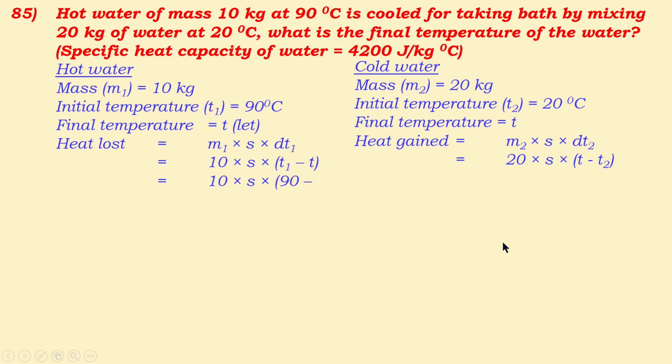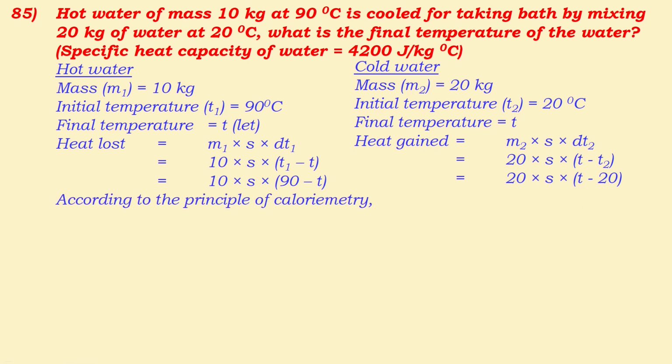Next step. Now I am going to write the temperatures also. Initial temperature 90 degrees Celsius is written here. Here the initial temperature is 20 degrees Celsius, that's why 20 is written, for T1 and T2. Now we have to find out T.